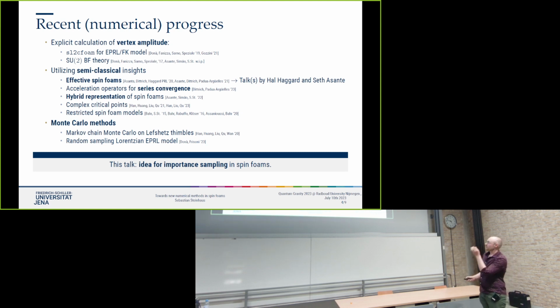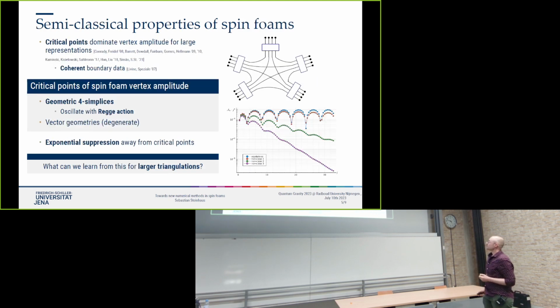Strongly related to these effective spinforms are what I call the hybrid representation that we worked on and that we'll explain a bit later, and these complex critical points. Monte Carlo methods have also been dabbled with, for example, using Lefschetz thimbles and random sampling. And today I want to present an idea of doing importance sampling for these spinforms. So this would come from the semi-classical properties of spinforms.